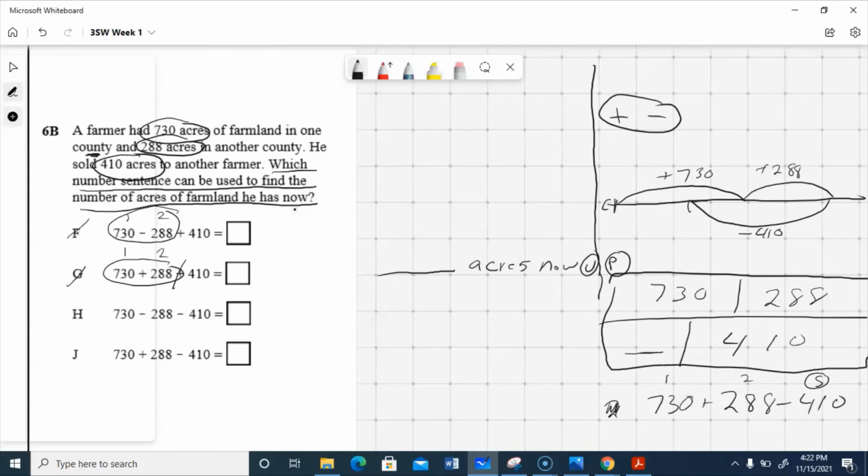Okay, on H, it shows us basically telling the difference between the amount of land he has in the two counties, and that's not helpful. And the last one does show us putting together the land from the first county and the land from the second county, and then taking away what he sold. So that does work. So answer choice J would be how we would solve this problem.